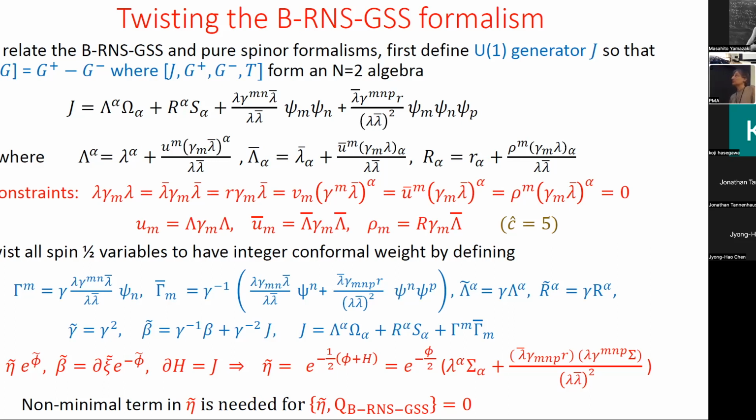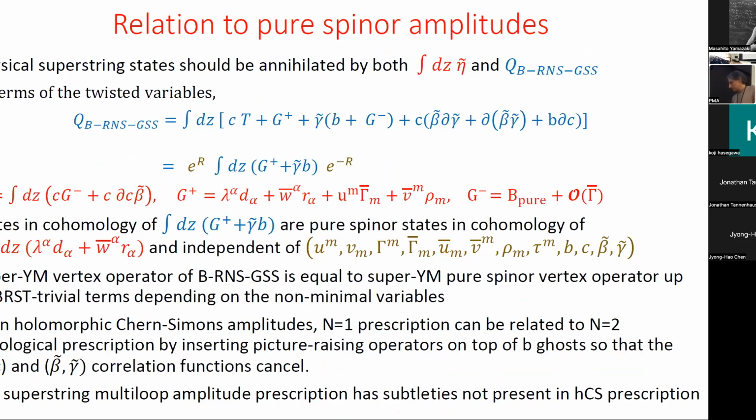So those are the amplitudes which are supposed to agree with the amplitudes computed in the RNS formalism. Okay, so how do we work with that? As I mentioned, the physical superstring states should be annihilated not just by the BRST operator but also by the eta ghost, so they have to be in the small Hilbert space. They all should be in the small tilde Hilbert space.